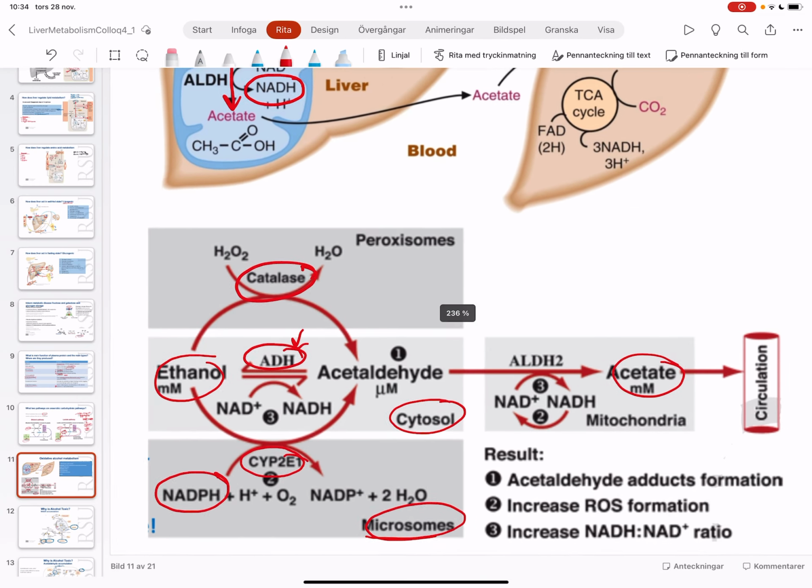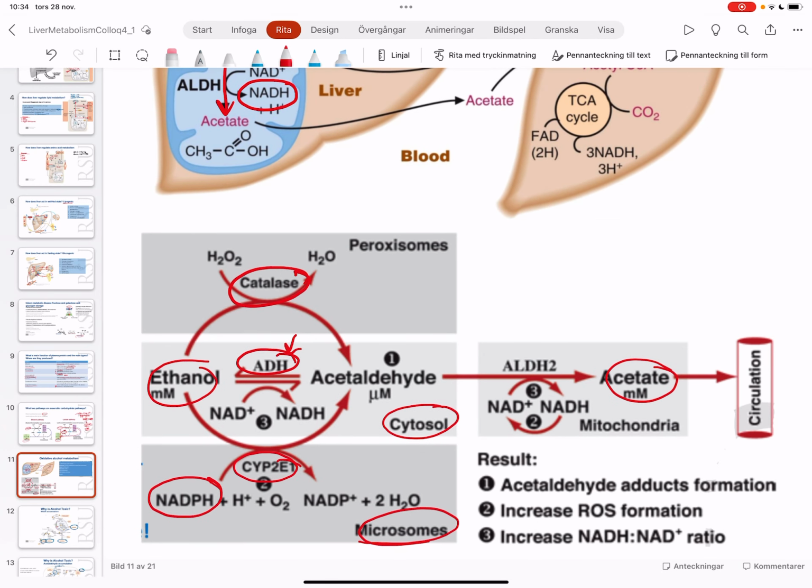Now, this is really not good because we will deplete our NADPH stores. If we deplete NADPH, this is not good because then we cannot neutralize reactive oxygen species, which NADPH is used to neutralize, but also we use NADPH for fatty acid synthesis. So both of these things will not happen, and this is not very good.